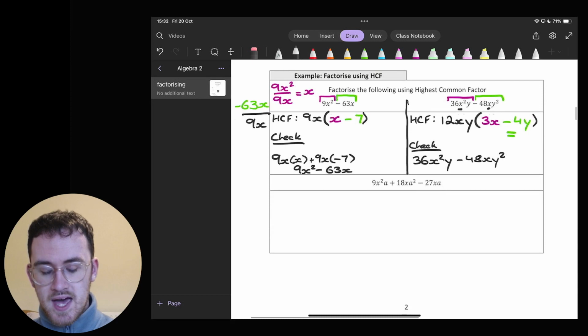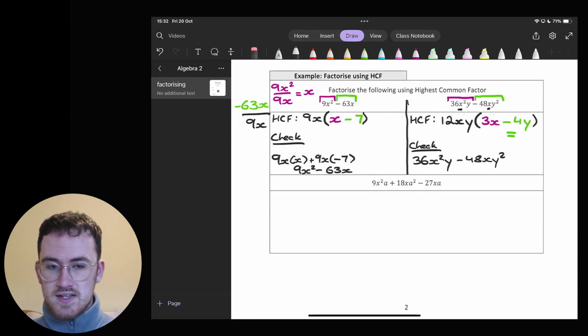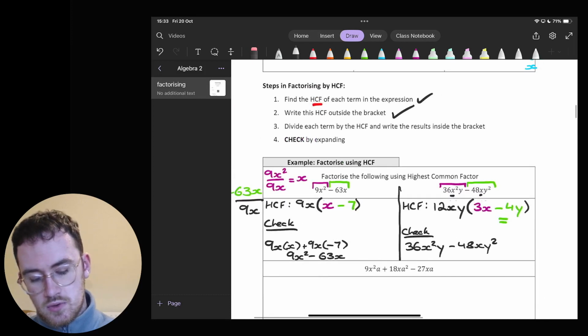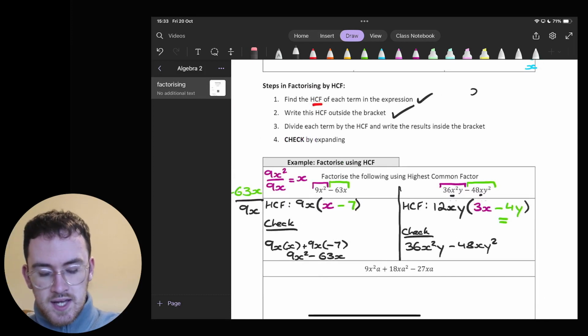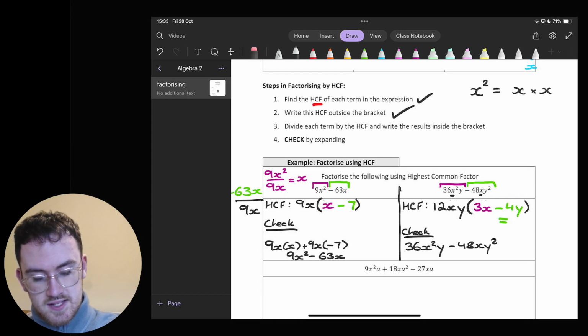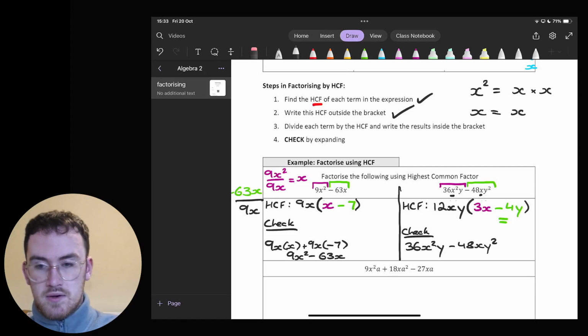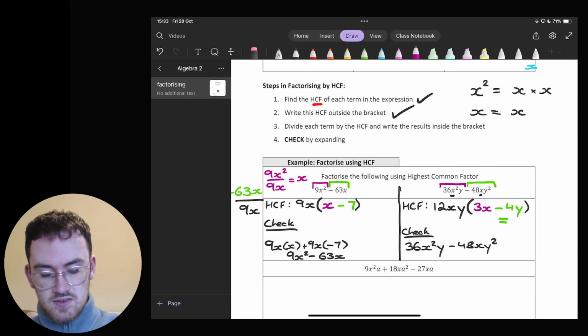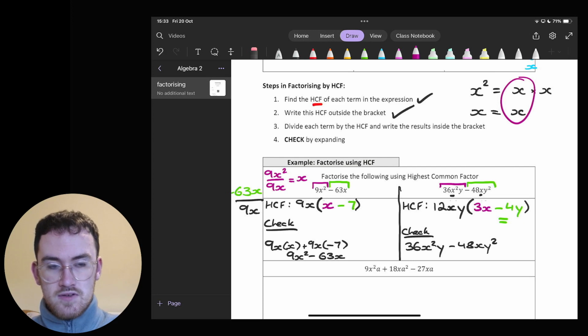Okay, so in terms of those powers, it's the smallest power of x that they all have in common that we look for in that case. And if we want to explain that a little further, it's worth thinking about what x squared means. Remember, x squared is x multiplied by x, and x on its own is just one power of x. So the factor that they have in common is just that one power of x, x to the power of 1.